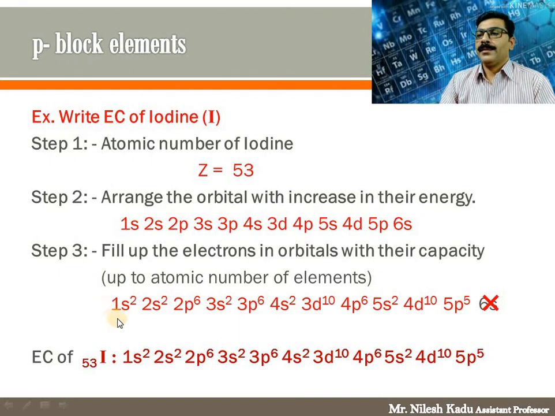And here you have to place the 2 electrons in the 1s orbital because the s orbital has 2 electron capacity. Then the 2s orbital contains 2 electrons because the s orbital has 2 electron capacity. Then 2p, the p orbital has 6 electron capacity, so you fill up the 6 electrons. Then the 3s orbital contains 2 electrons. Then the 3p orbital contains 6 electrons. Then the 4s orbital contains 2 electrons.